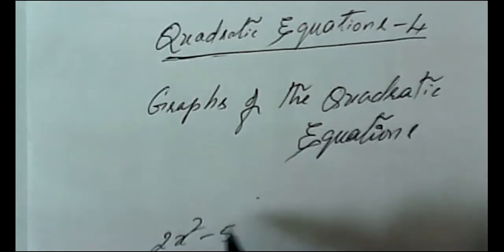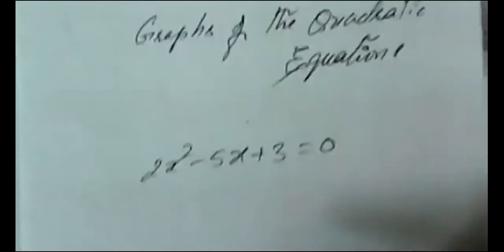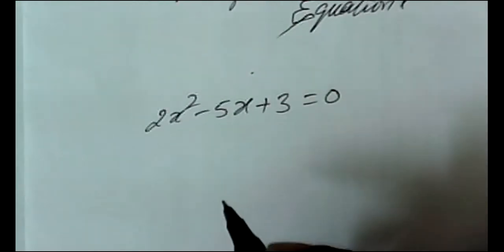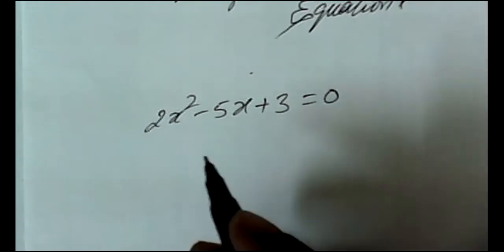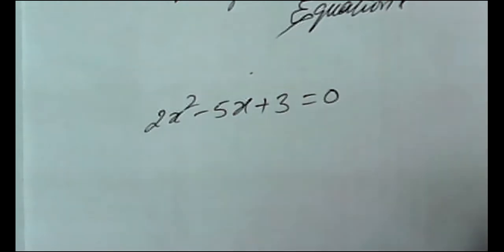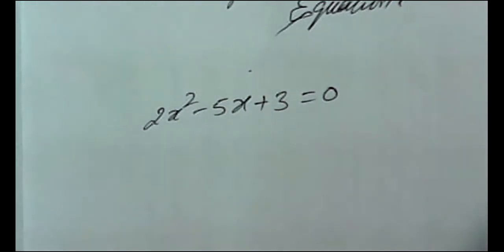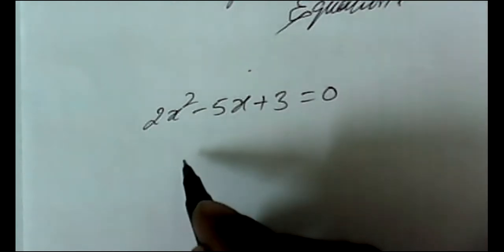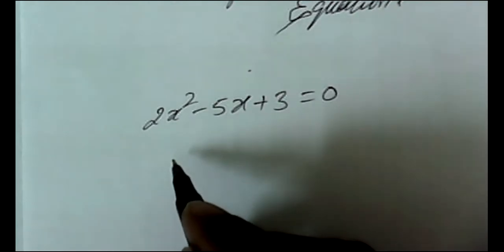2x squared minus 5x plus 3 is equal to 0. This is a quadratic equation. In order to draw its graph, we have to choose the points x and assume the points x and we have to draw. But without drawing exactly the graph, how can we judge the nature of the graph? Now, for that, we find its discriminant.